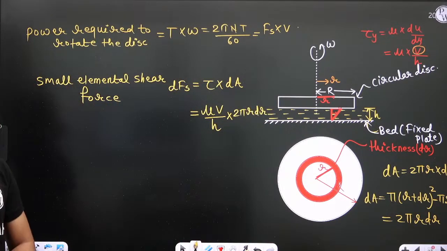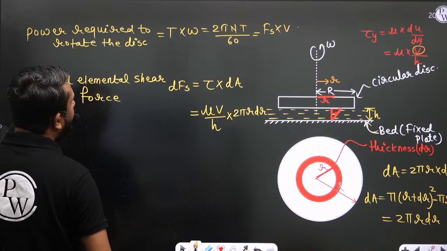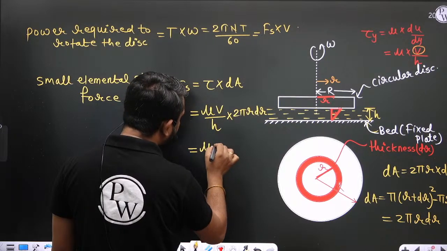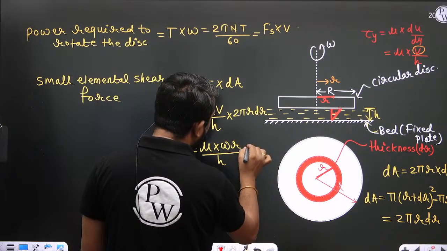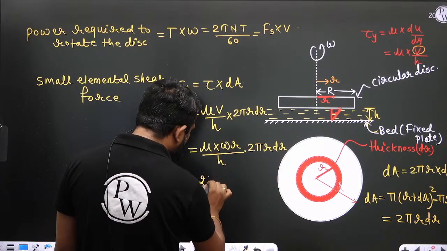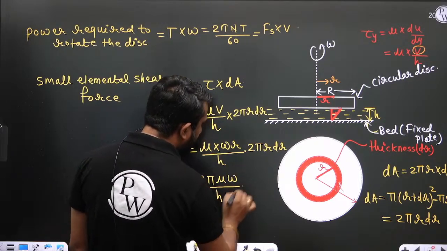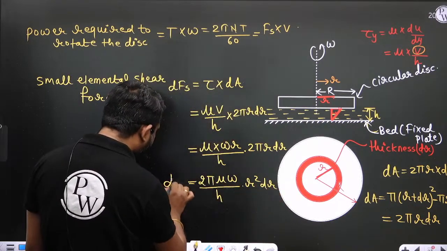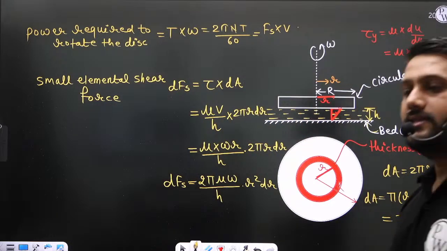Right, so this is the small elemental shear force. Now calculate the small elemental shear force: mu into omega r divided by h, into 2 pi r dr. Or you can write this as 2 pi mu omega by h into r square dr. This is the dFs, the small elemental shear force.